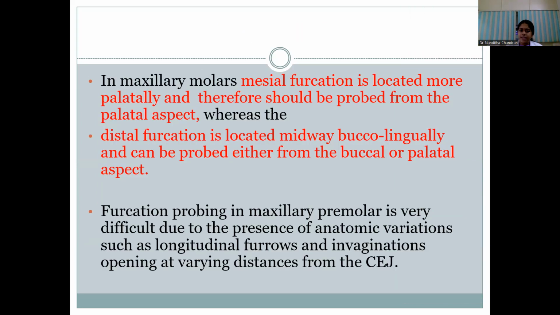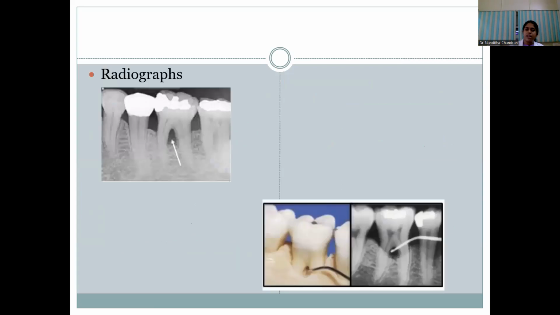Now, how to probe a maxillary and a mandibular tooth? We all know maxillary molars. The mesial furcation is located more on the palatal side. So, it has to be probed from the palatal aspect. Whereas the distal furcation is located midway between the buccal and the palatal roots. So we can either probe from the buccal side or from the palatal side. Premolar furcation probing is normally difficult because of the anatomical variations in the premolar.